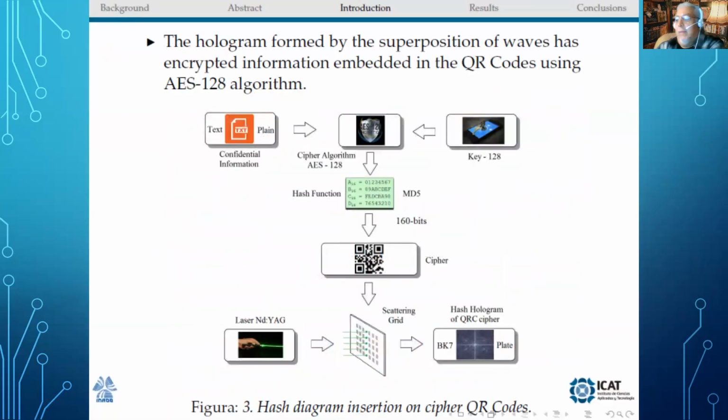Well, this is my hash diagram for insertion of the QR codes. We have plain text, we have the Advanced Encryption Standard with the private key, we have the hash function MD5, and we have the encryption and hash functions. The QR code is a cipher with confidential information, and we create a scattering grid physically with a laser engraving the BK7 plate. But in this work, we have the image of the QR codes with the hash function.